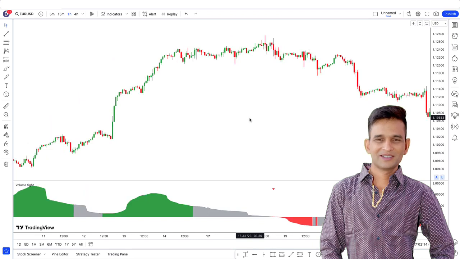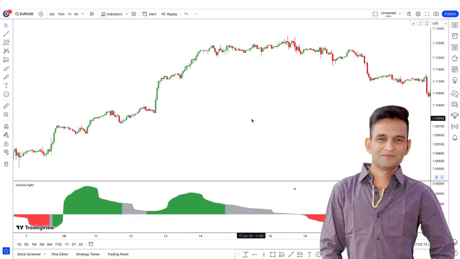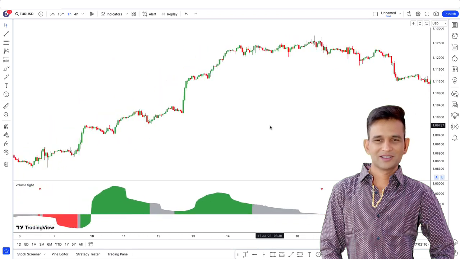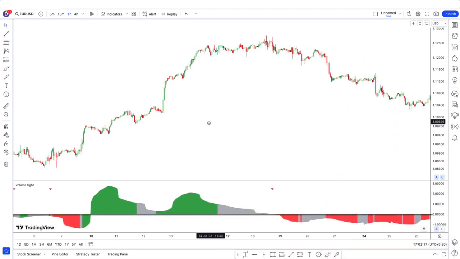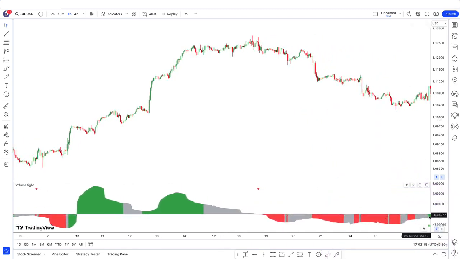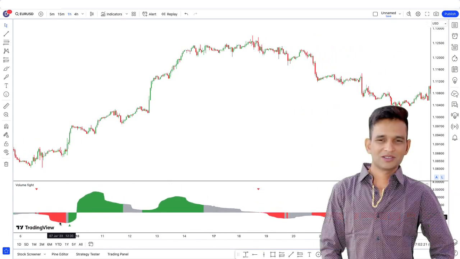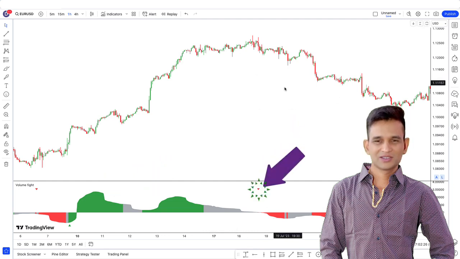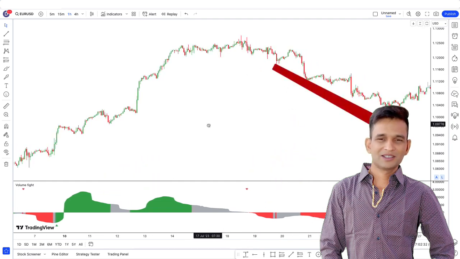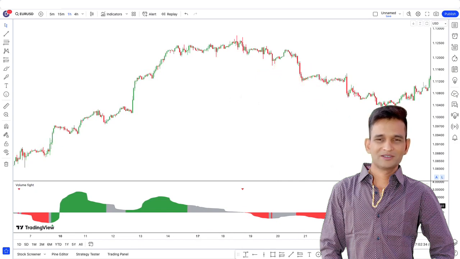And as you can see, it's added here below the chart. It's in the form of an oscillator that is moving above and below the center line, which is 0. When a green triangle appears on the chart, it shows that the bulls are dominant in the market and the histogram also turns to green color. When a red triangle forms on the chart, it shows that the bears are dominant in the market and the histogram also turns to red color.